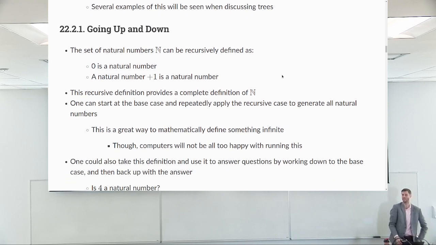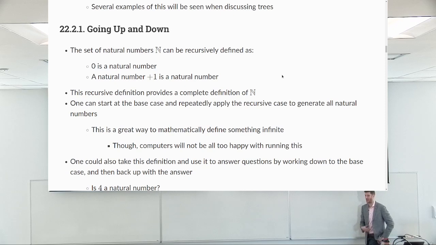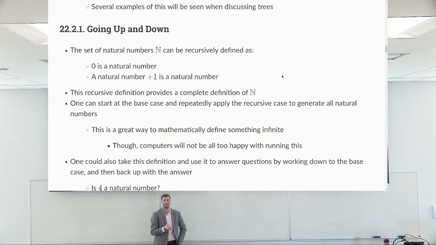Now, we could start at the base case and generate all possible natural numbers. 0 is a natural number, which means 0 plus 1 is a natural number because 0 is a natural number. Means 2 is a natural number because we just concluded that 1 was a natural number. Means 3 is a natural number because we just concluded that 2 is a natural number, and so on. That's kind of like going up.